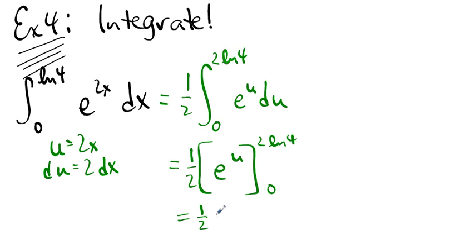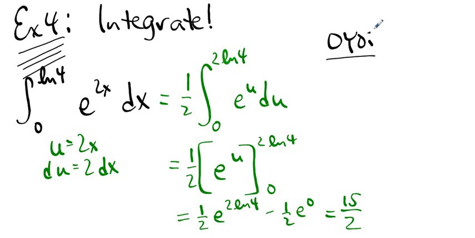And that's 1/2 e to the 2 ln 4 minus 1/2 e to the 0. And I'll leave it up to you to convince yourself that that's 15/2. I'm going to leave that to you to figure. You have to be able to get from here to there. Because when you check yourself in the back of the book, you're going to see this answer, but you're going to do this and want to make sure that that's the same thing.